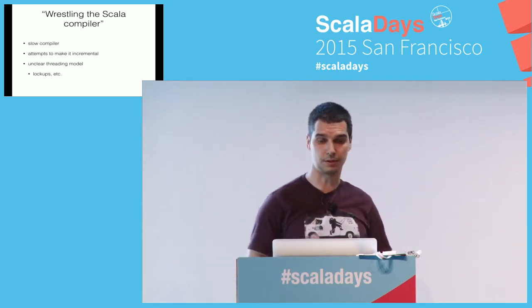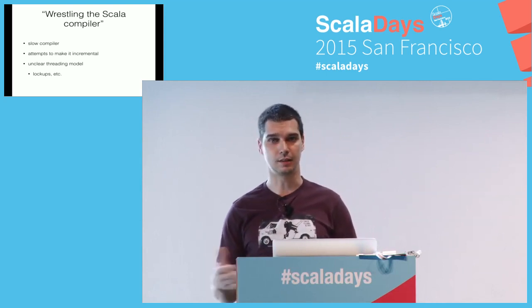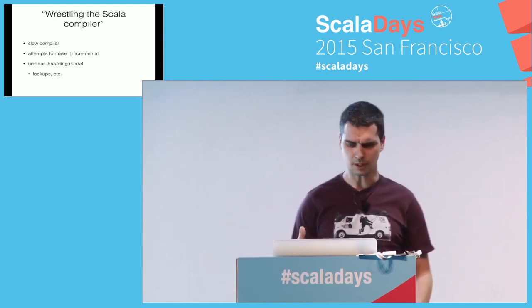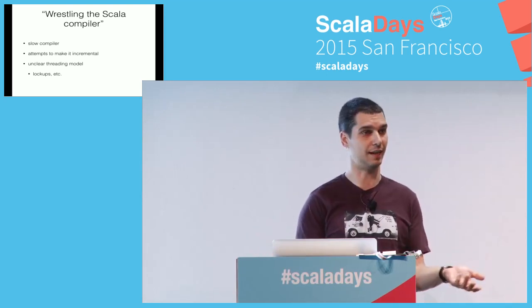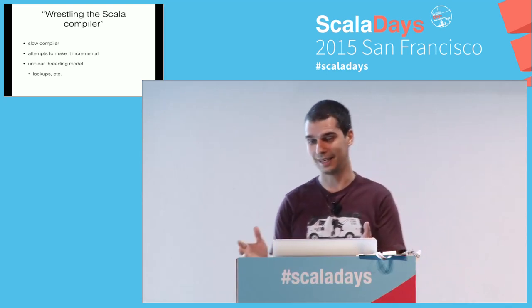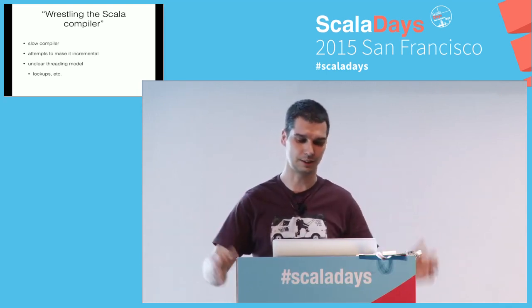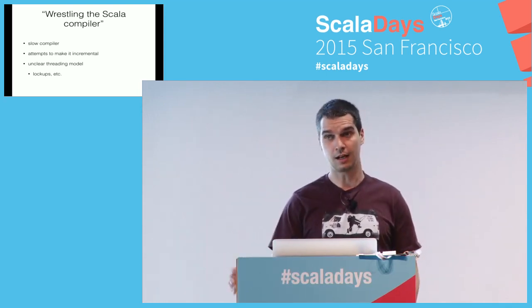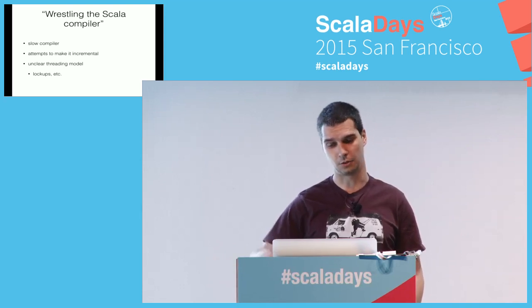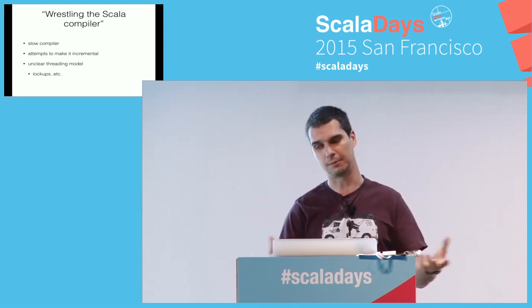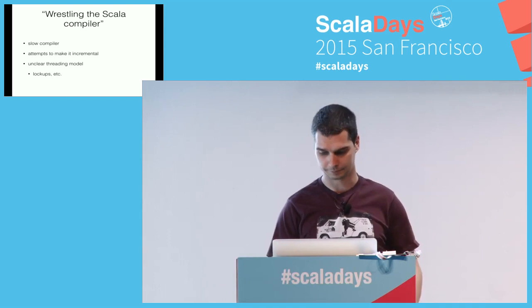Another problem was there was a threading model that was totally undefined and unclear. So even though Eclipse sometimes feels like it's doing everything on the UI thread, it doesn't. It has lots of threads for the builder, for the reconciliation, for a lot of things. But the Scala compiler is single-threaded. So all of these things somehow led to lockups and a lot of pain trying to debug it.